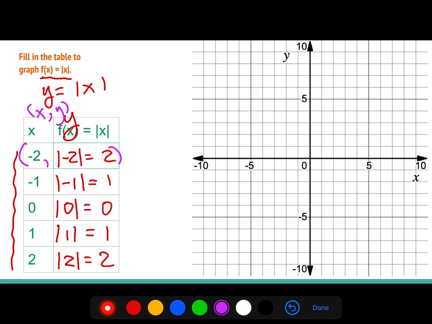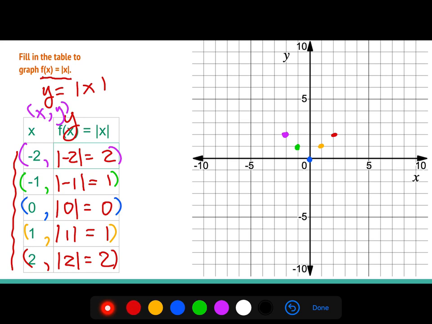Where would -2 be? Well, on the x-axis at -2 and up to +2 on the y, you put a dot, -2, 2. Now I'm going to plot the next one, -1, 1, over to -1 and up to +1. Then the next one, 0, 0, so at 0, 0, or the origin. 1, 1, over to +1, up to +1. And the last one, 2, 2, over to +2, up to +2.